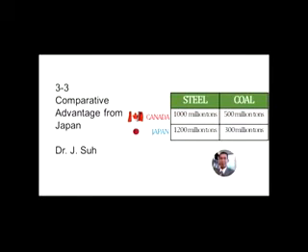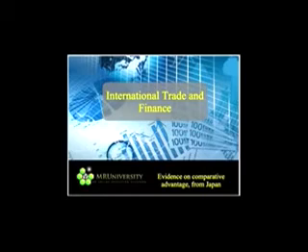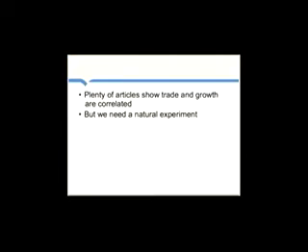We've already considered some of the theory of comparative advantage, so now let's take a look at the evidence on gains from trade. Plenty of articles show that trade and economic growth are positively correlated. That is, they move together. But it's hard to separate out how much is trade causing growth or how much is growth causing trade. So ideally what we would like is some kind of natural experiment where there is an exogenously given increase in the amount of trade, and then we can see how much economic output responds.